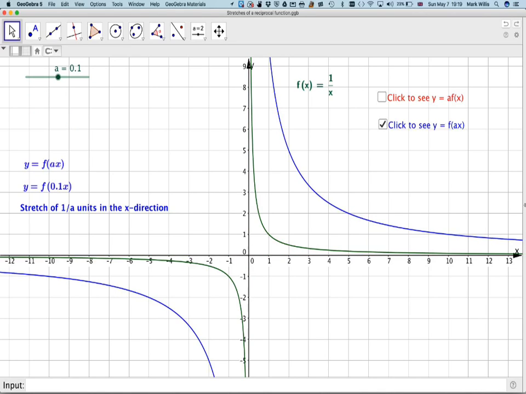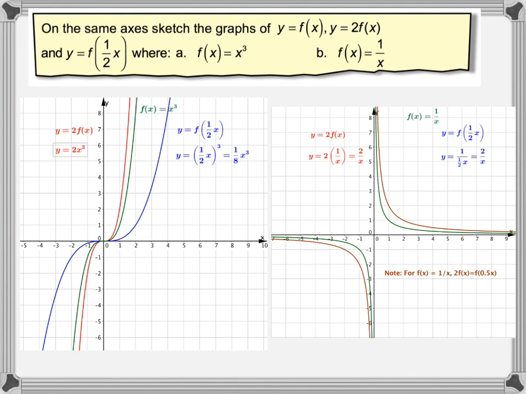Okay, so let's just go back to this. There's a screenshot of it. Now let's see why they're the same graph. So we've got here y is equal to 2 times f of x. So that's y is equal to 2 times 1 over x, which is f of x, which is 2 over x. If we've got y is f of a half x, and that's going to be y instead of x, 1 over x, I now put 1 over half x, and if I'm dividing by fractions, that will become 2 over x. So we'll see that what we get is the same graph in this case. Okay, it's not always so, but in this particular case, they've ended up being the same graph.